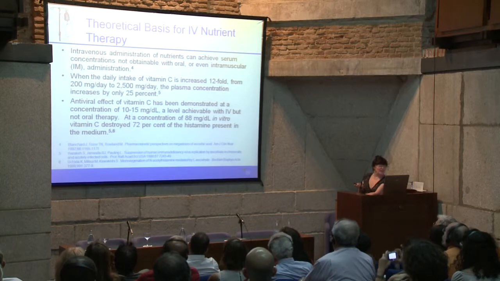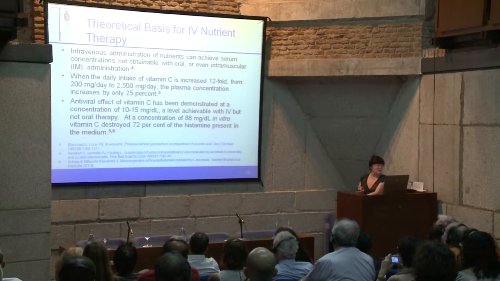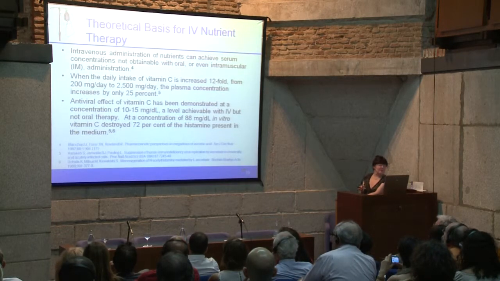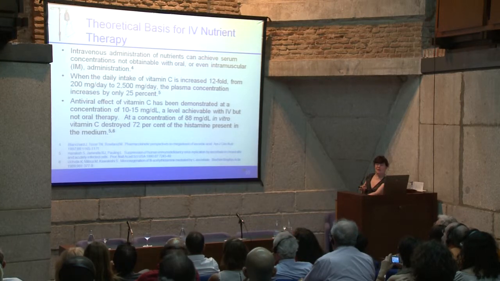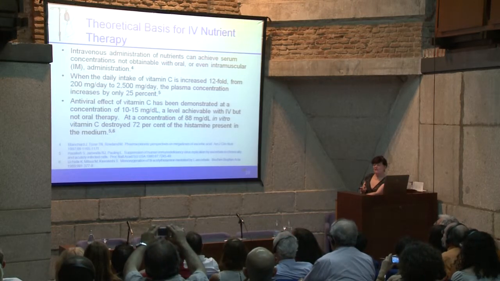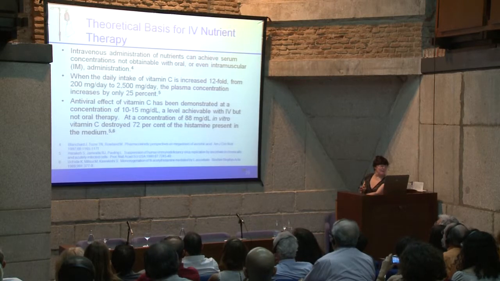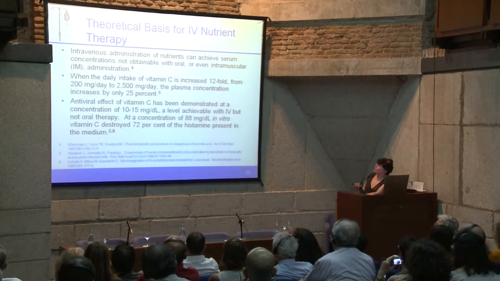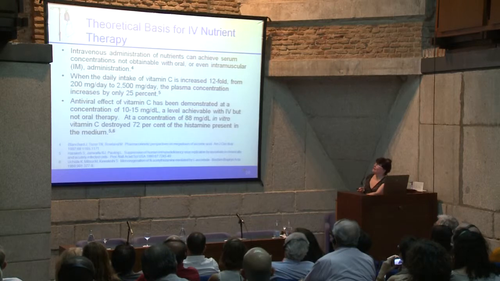So intravenous administration of nutrients can achieve serum concentrations which are not obtainable with oral or intramuscular administration. And I think that this is really important because we are getting the very handicapped, the people who are extremely ill. And what we have to do is to use very large quantities of vitamin C sometimes. When the daily intake of vitamin C is increased 12-fold from 200 to 2.5 milligrams a day, the plasma concentration increases by only 25%. That's if you're taking it by mouth. But we can get far more in when we're doing it IV.